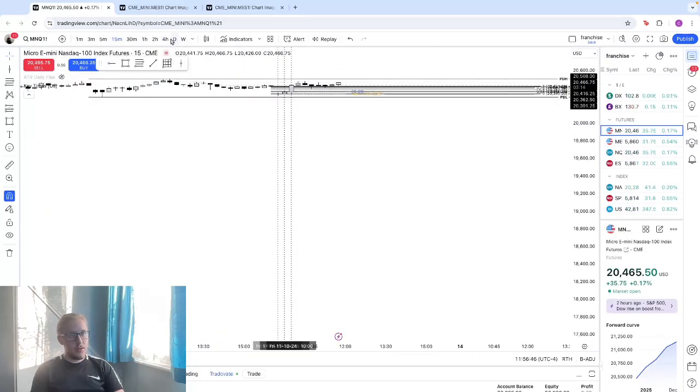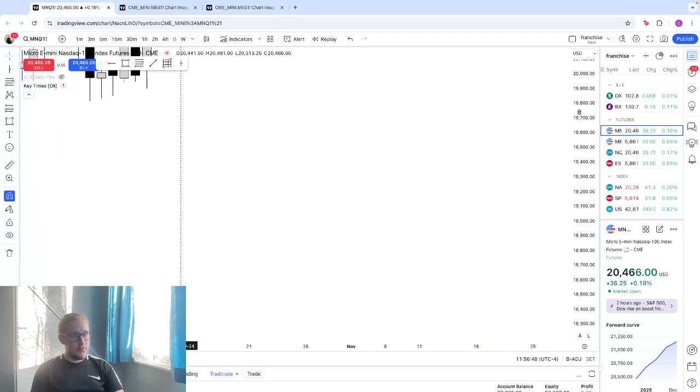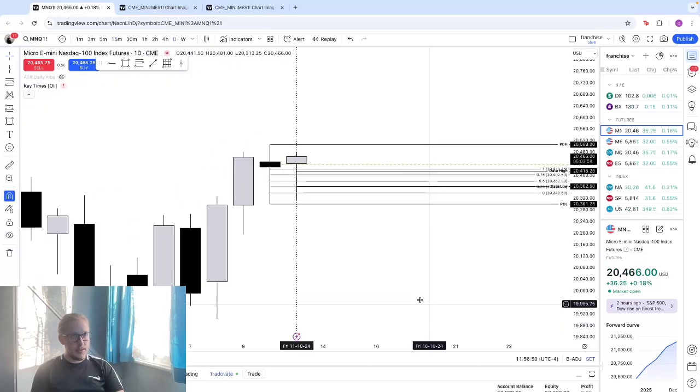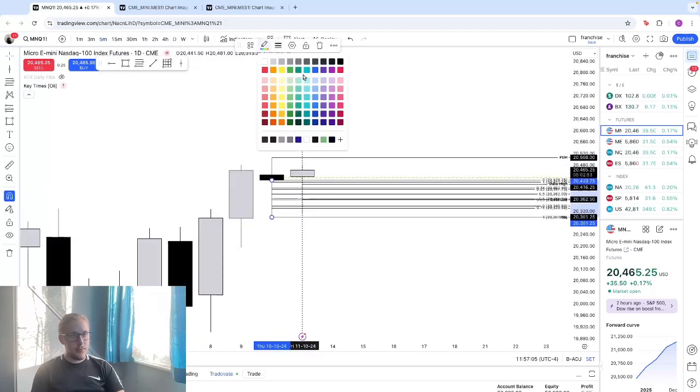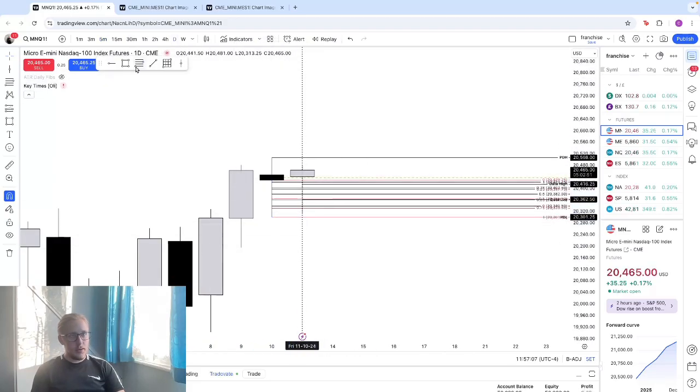What we can measure though is, you know what I'm about to say, we can measure the wick of that. Damn, this is getting messy, but it's okay. Make it red.